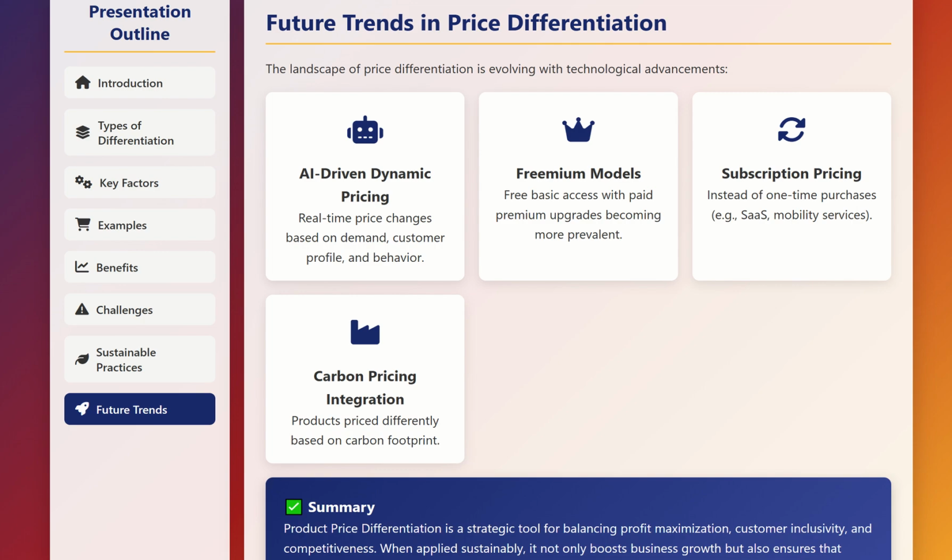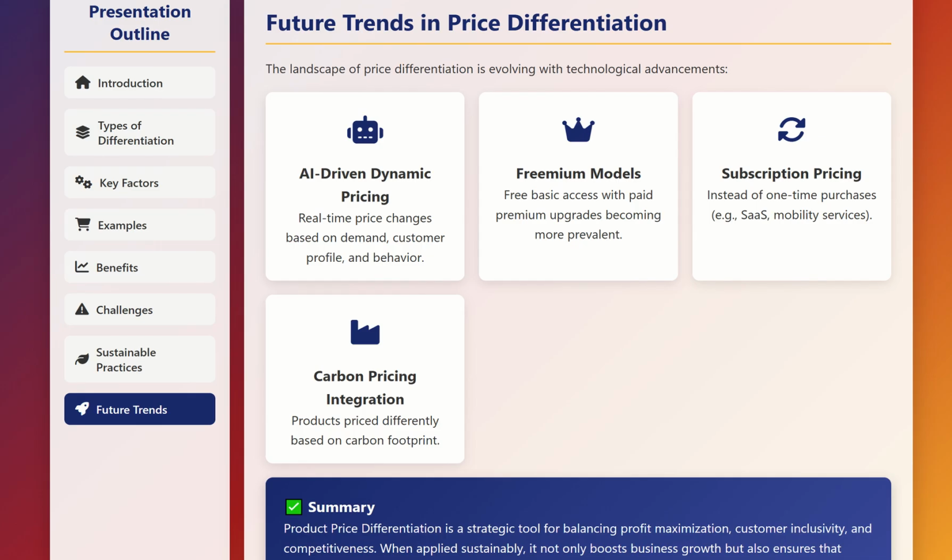Number two, premium models. Offering free basic access with paid premium or upgrades may become more prevalent, but you need to ensure that these premium models are relevant to the people in the segments they are differentiated for.